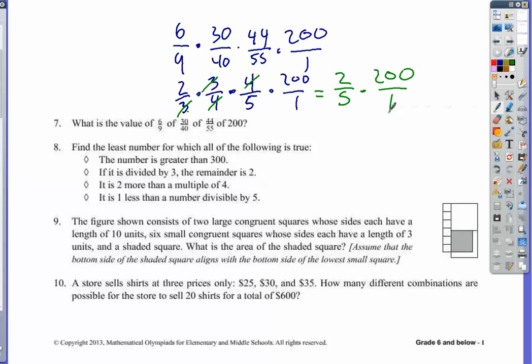Well, 5 goes into 200 40 times, again cross-reducing. 2 times 40 is 80.